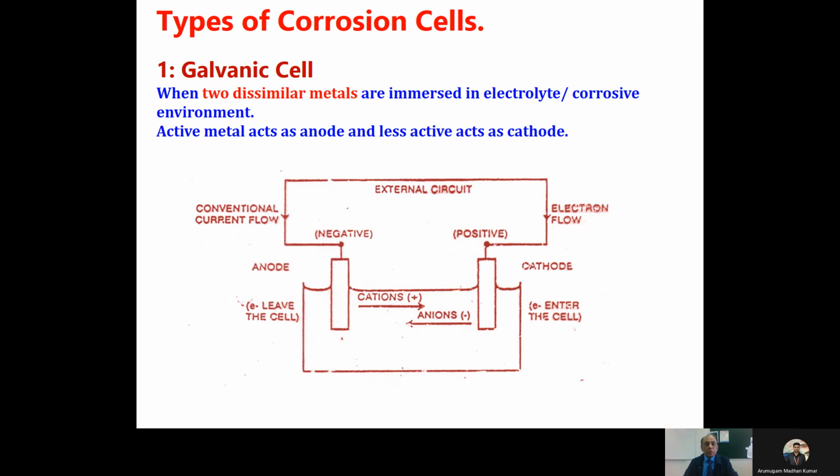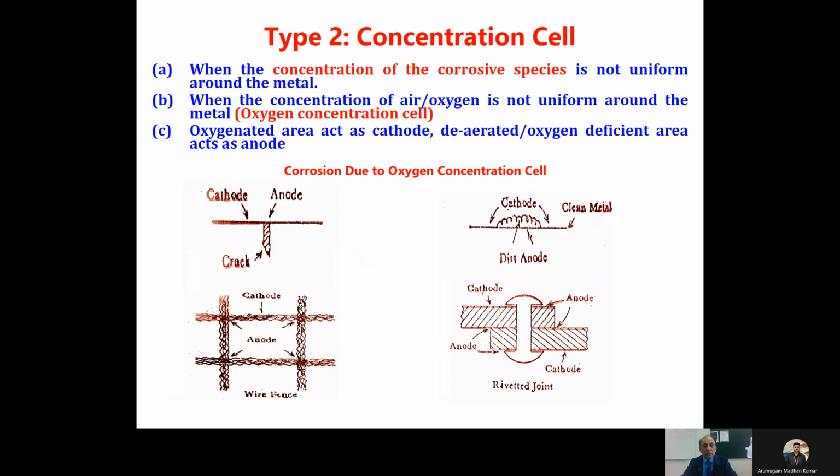Two types of corrosion cells are involved in corrosion. Galvanic cell: in a galvanic cell, two dissimilar metals are in contact, and the active metal acts as an anode, and the less active metal acts as a cathode. Similarly, in a concentration cell, the metal is the same, but the concentration of the corrosive species is not uniform around the metal. For example, when the concentration of air or oxygen is not uniform on the metallic surface, then this kind of corrosion will take place.